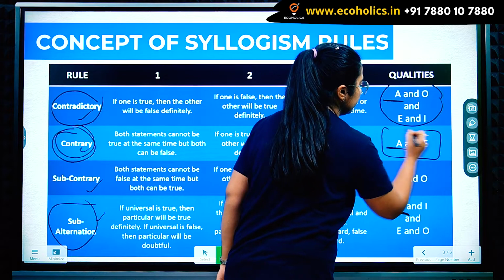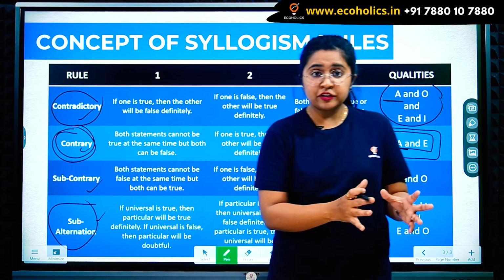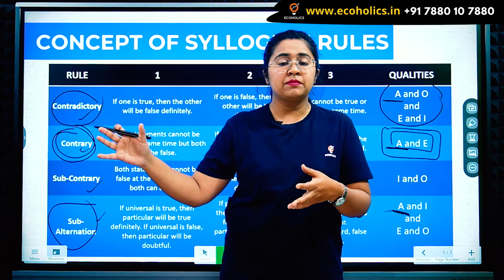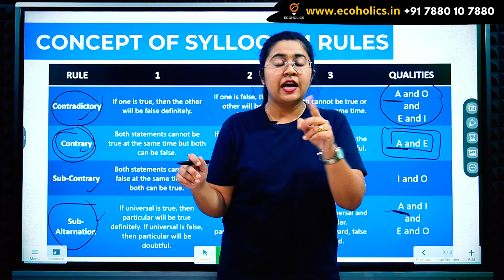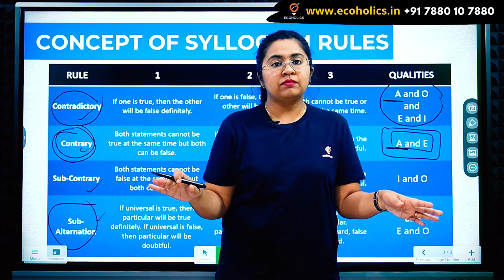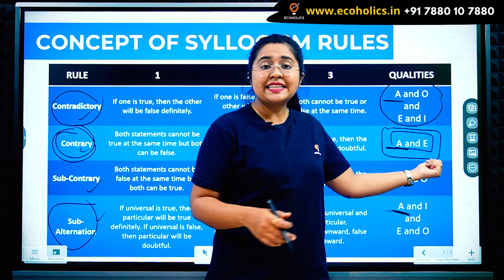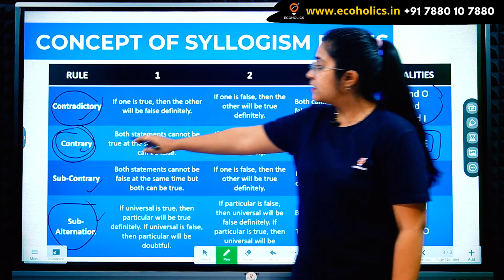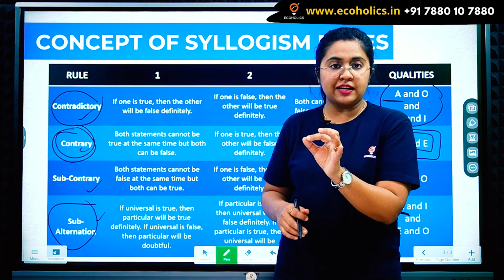There is the concept between A type of statements, all dogs are cats, okay? All dogs are cats. This is what an A type of statement is. And what will be the E type of statement? No dog is cat. Completely opposite. Why? Because it's an E type of statement, it is universally negative. So these types of statements are known as contrary, which always include universal statements.